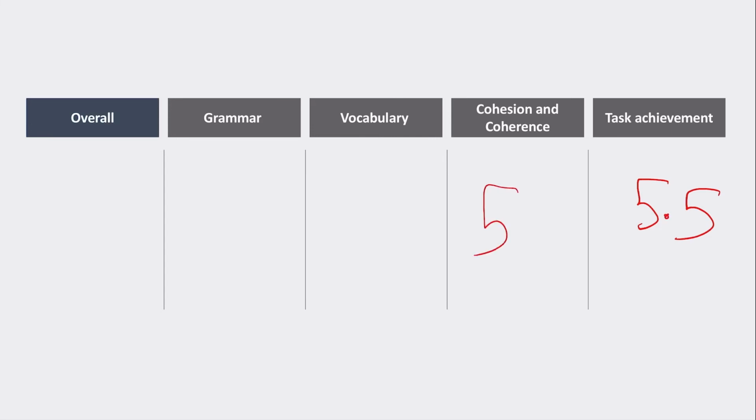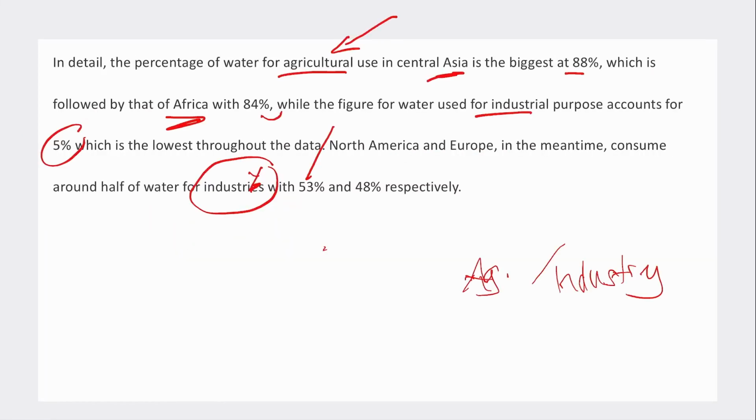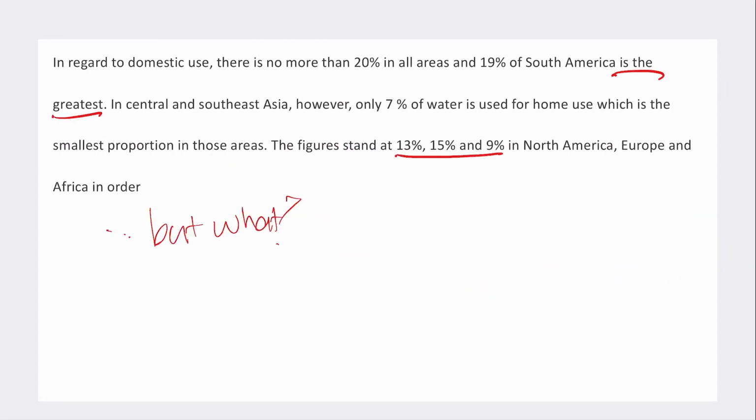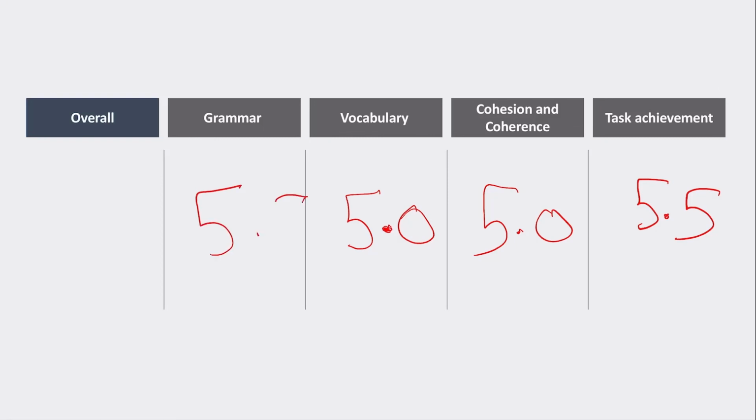Coherence and cohesion is probably going to be stuck at a 5 because it felt quite listy. It was a little bit difficult, like I said, they were mixing up talking about industry and agriculture at different points in one paragraph. Vocabulary was kind of adequate for the task. I didn't think there was anything particularly wrong, but also not anything particularly great about the vocabulary. And the grammar was okay. There weren't a huge amount of grammar errors. It was pretty consistent. So grammar probably coming out at a 5.5.